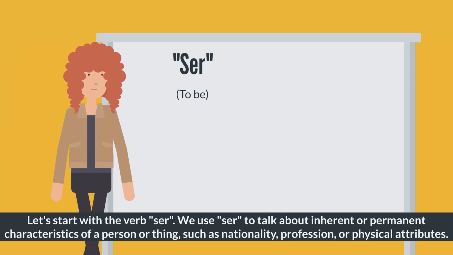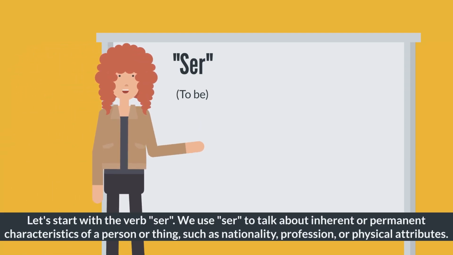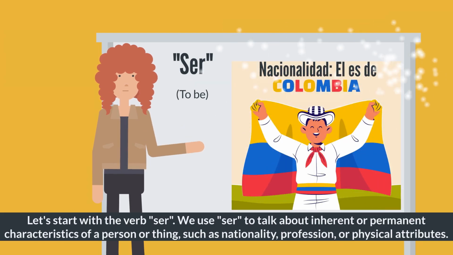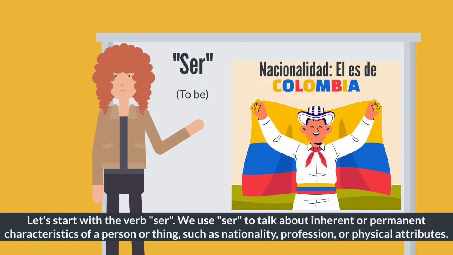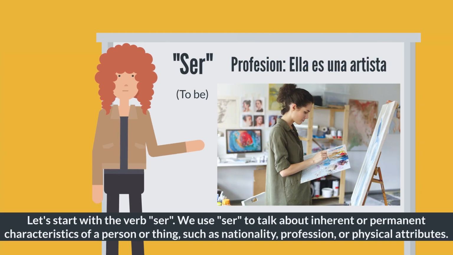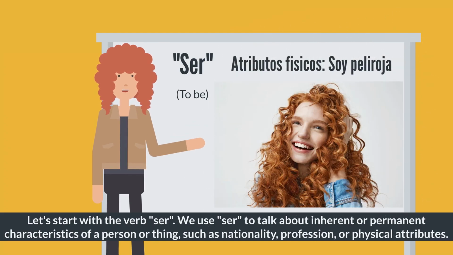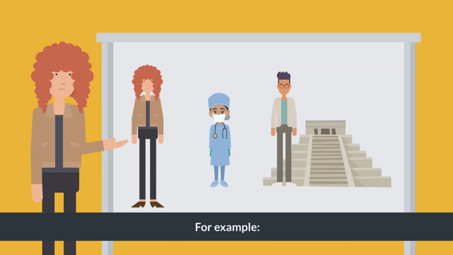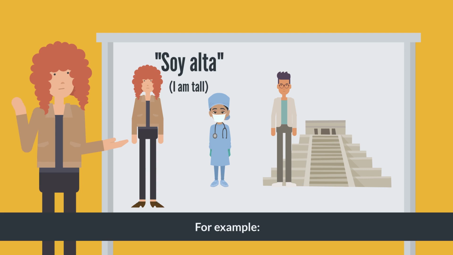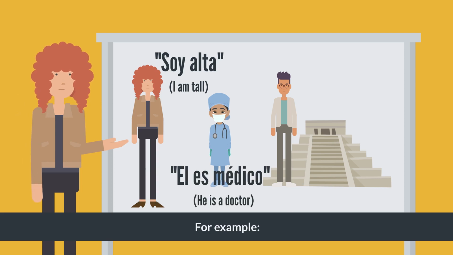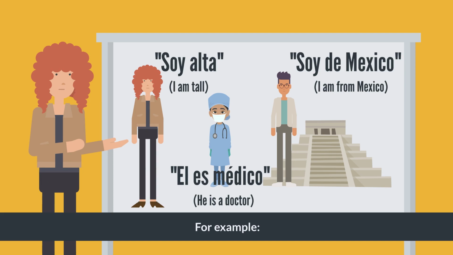We use ser to talk about inherent or permanent characteristics of a person or thing, such as nationality, profession, or physical attributes. For example, soy alta, I am tall. Él es médico, he is a doctor. Or, soy de México, I am from Mexico.